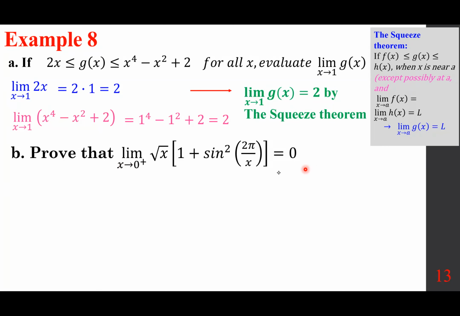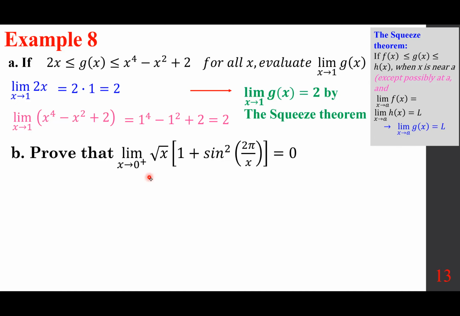Prove that this limit equals 0. The limit of square root of x, brackets 1 plus sine squared 2 pi over x as x approaches 0 from the right. We want to prove this. And this requires some prior knowledge of trigonometry and information about the squeeze theorem. So in this case, we should be creative. So here's how it works.